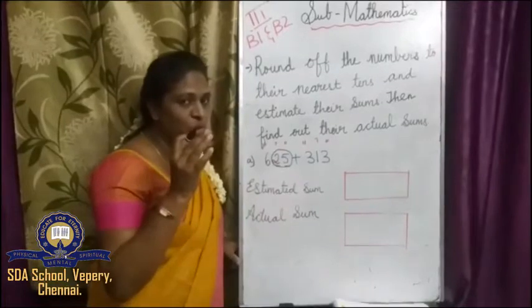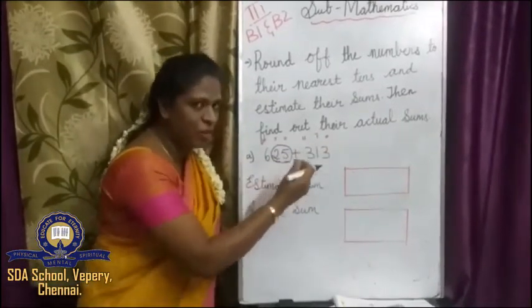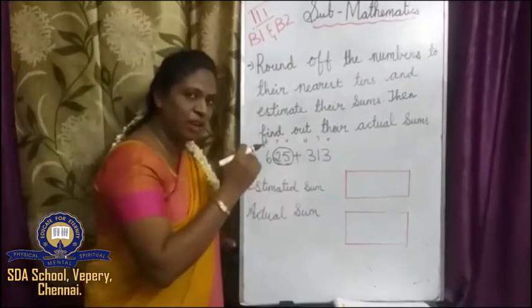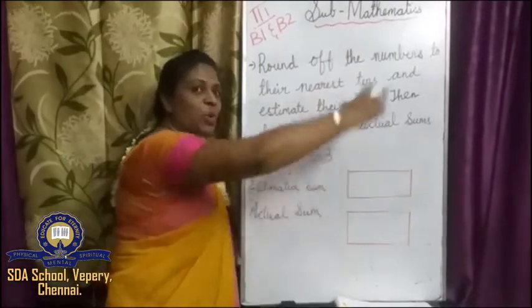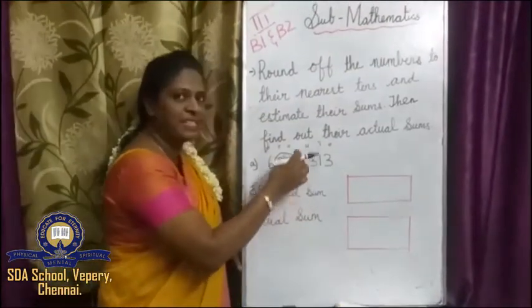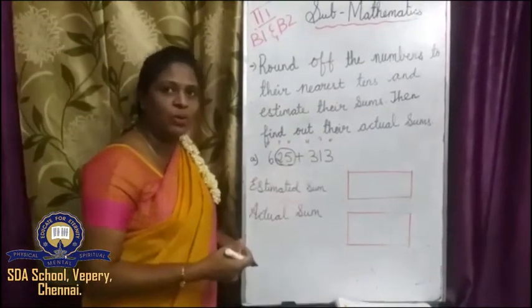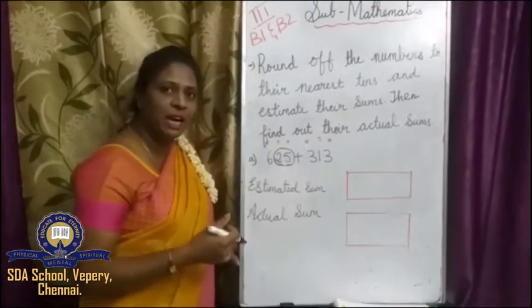Now take 25. Just imagine the story I told. If it's less than 5 you have to come down. If it's 5 or above 5 you have to round up, which means you have to go up. So 25 is in the middle. So what will you do? You have to come down.